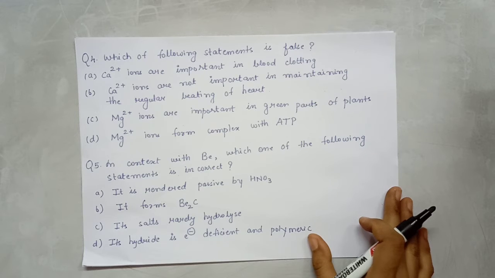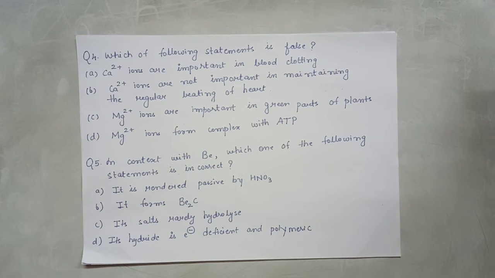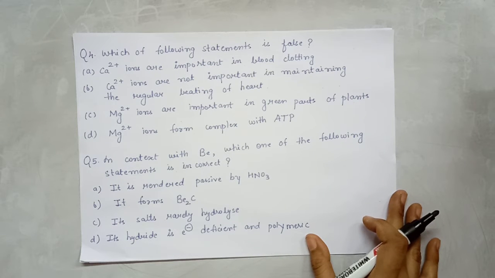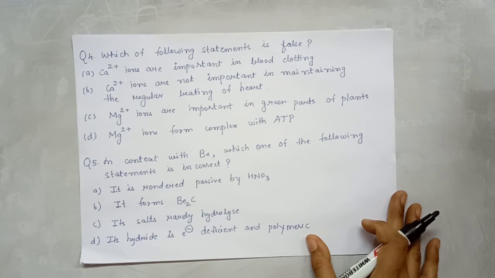Which of the statements is false? So there are a few statements given over here which I'm going to read out one by one, and then you have to tell which among the following statements is false. Option A, Ca2+ ions are important in blood clotting, which is correct. Ca2+ ions are not important in maintaining the regular beating of heart. This is the incorrect one.